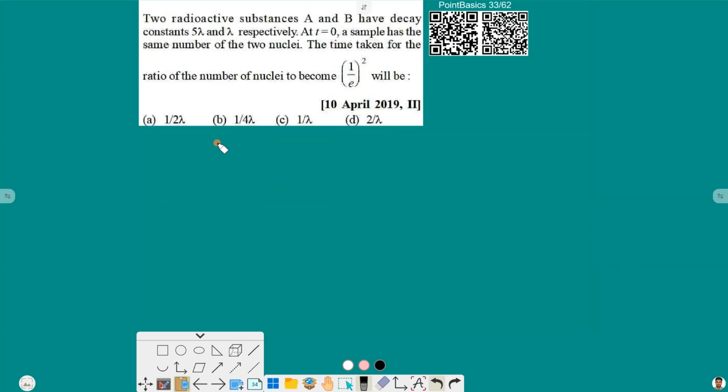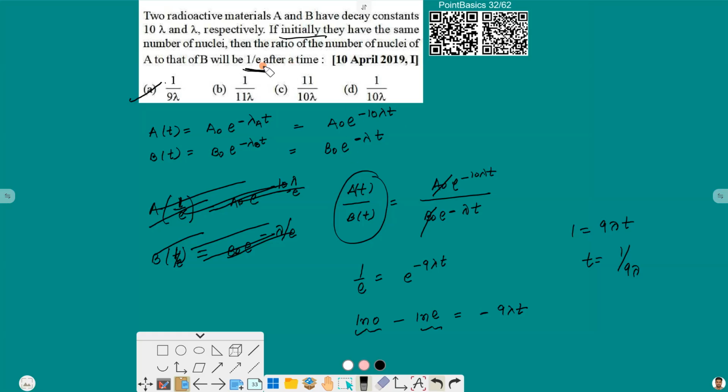In the next one, two radioactive substances A and B have decay constants 5 lambda and lambda respectively at t equal to 0. The samples have the same number of nuclei. Find the time taken for the ratio of nuclei to become 1 by e square. So it is similar to the previous one. Here we had 1 by e, and now in this next one we have 1 by e square.